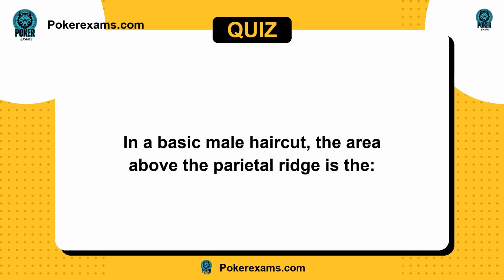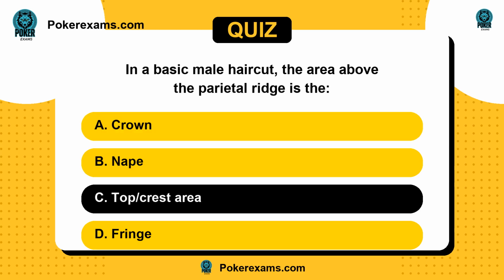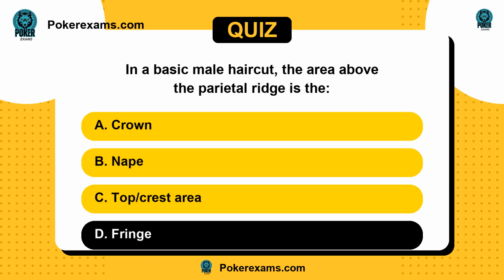Next question. In a basic male haircut, the area above the parietal ridge is it A, crown? Or B, nape? C, top/crest area? Or D, fringe?